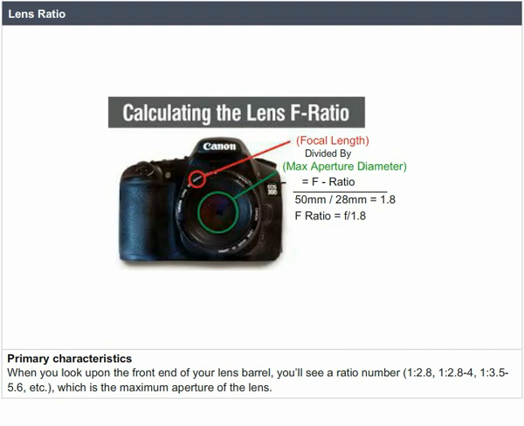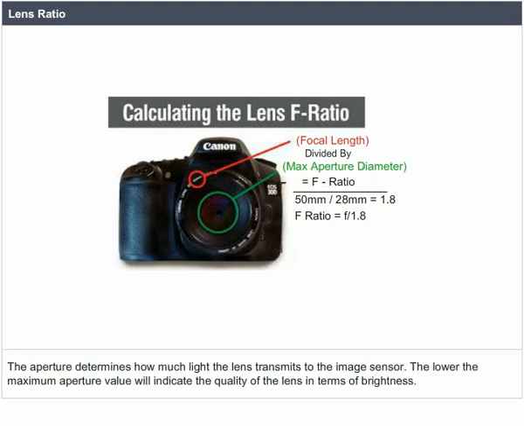Lens ratio. Primary characteristics. When you look at the front of your lens barrel, you will see a ratio number, reading 1:2.8, 1:2.8 to 4, 1:3.5 to 5.6, etc., which is the maximum aperture of the lens. The aperture determines how much light the lens transmits to the image sensor. The maximum aperture value will indicate the quality of the lens in terms of brightness.